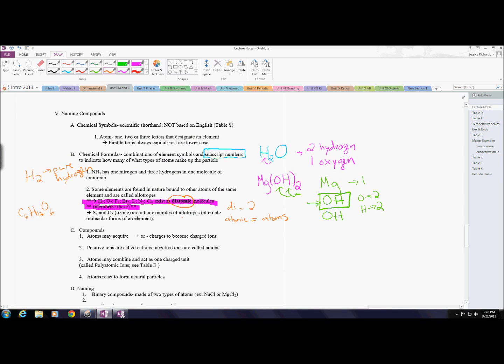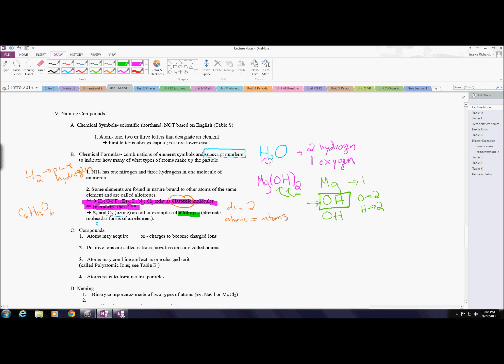We also have these things called allotropes. The vocab term allotrope here means that they have alternate forms of the same element. So ozone is a really common one. Oxygen is O2. Ozone is O3.